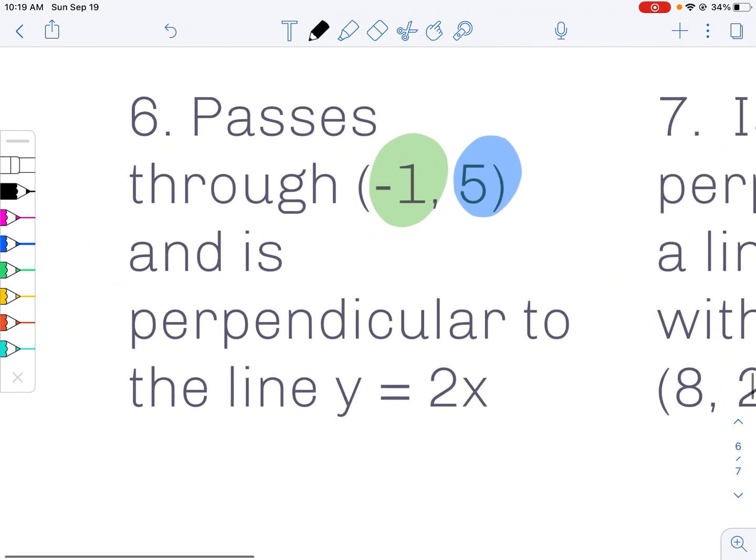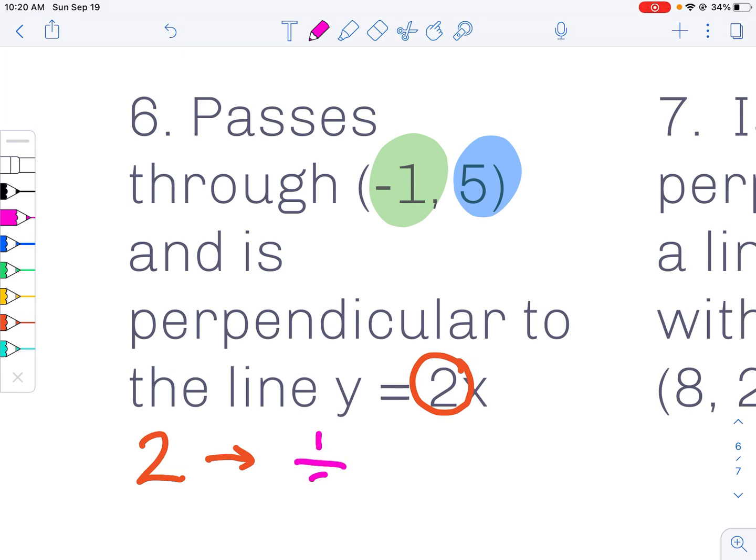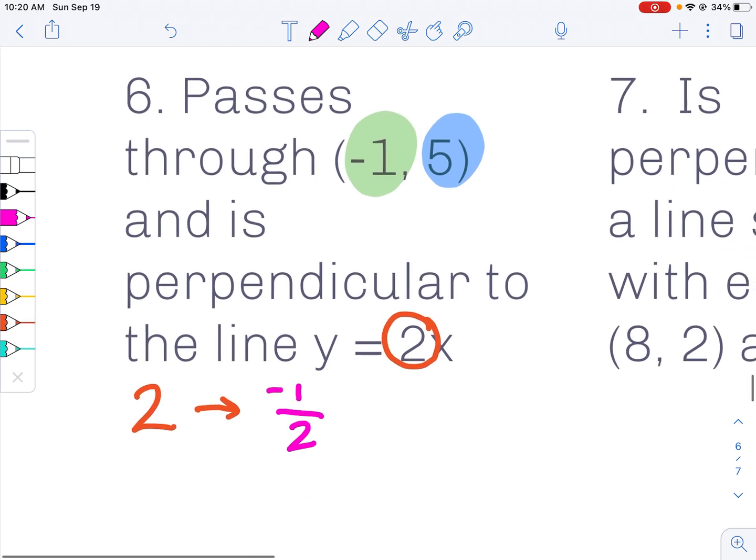On the sixth one, I'm writing an equation that passes through a given point, and this time it's going to be perpendicular to the line y equals 2x. If this was my slope, my perpendicular slope is the negative reciprocal of that. So I need to flip that into 1/2 and make it negative. So I'm using negative 1/2 as my slope.